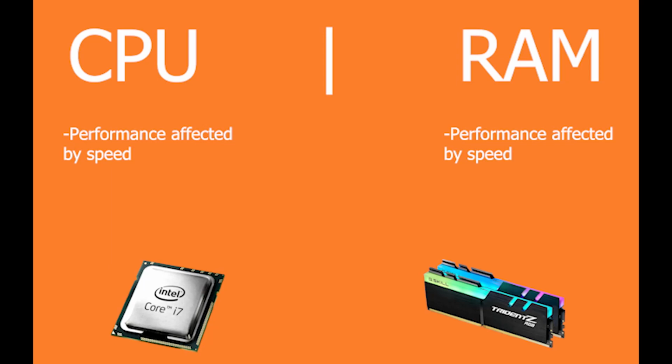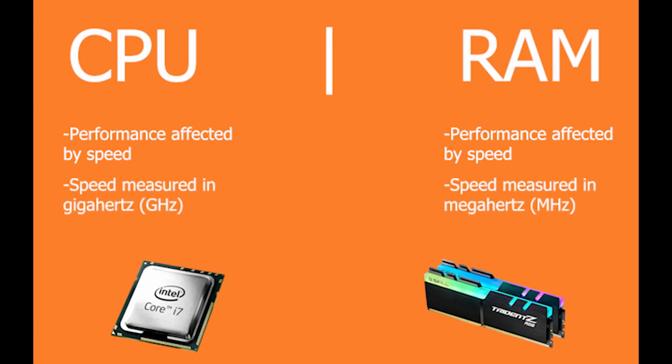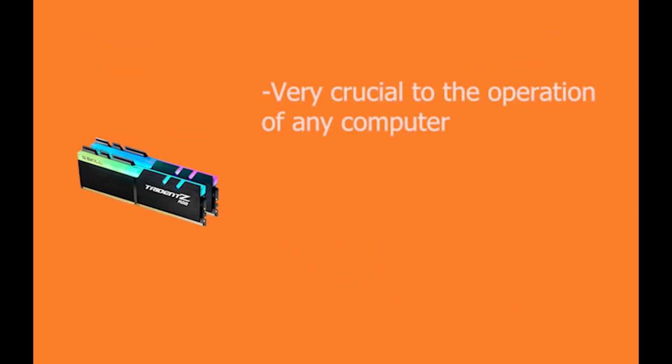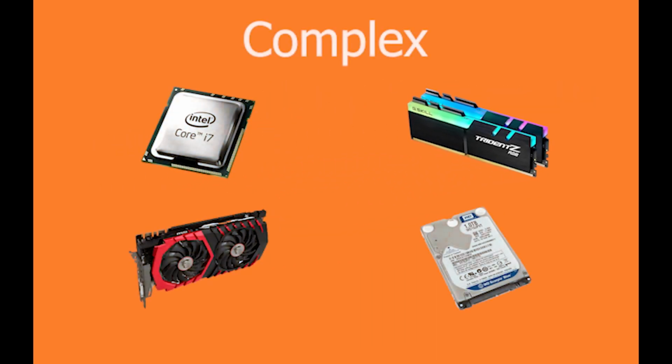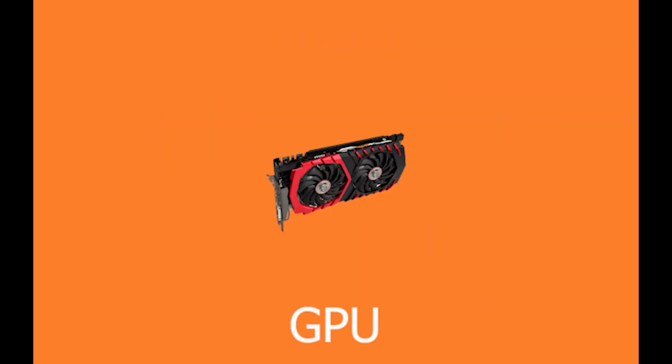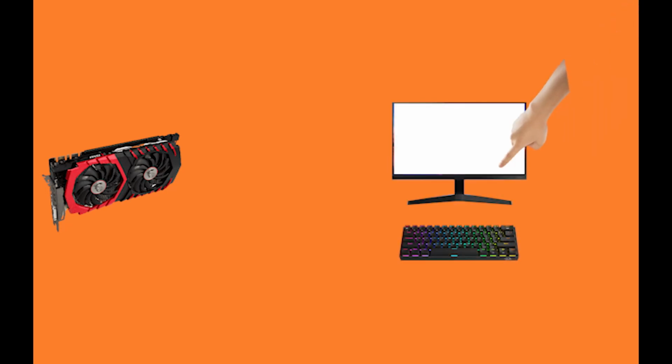Speed for RAM, unlike the CPU, is measured in megahertz, with the higher value meaning the stick is quicker at transferring data. While RAM's job is simple enough, it is crucial to the computer that its job is performed as efficiently as possible. The graphics processing unit, also known as the GPU, is a handy piece of hardware that is responsible for putting what a user is doing onto the screen for them to see.